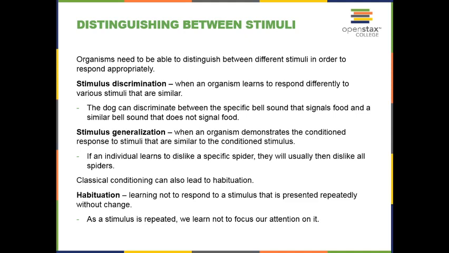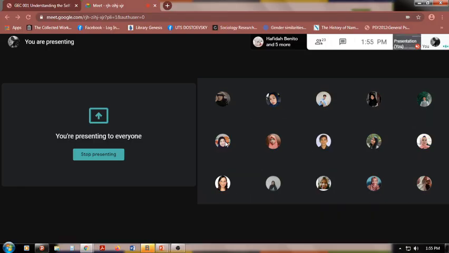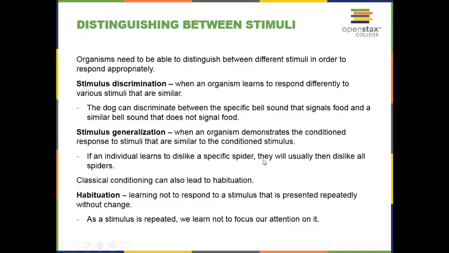No, so stimulus generalization. When an organism demonstrates the conditioned response to stimuli that are similar to the conditioned stimulus. If an individual learns to dislike a specific spider, they will usually then dislike all spiders. No, it actually happens with phobic disorder that when a person is triggered iyang irrational fear by a certain object, then all the objects nga parehas ana nga category would most likely follow, no, nga dili siya ganahan. For example, nakay phobia sa iro. What happens is that although gipaakag isa ra ka iro or gigukod kag isa ka iro, the idea there is that you would be afraid of all types of dogs regardless of size and color and breed, no?